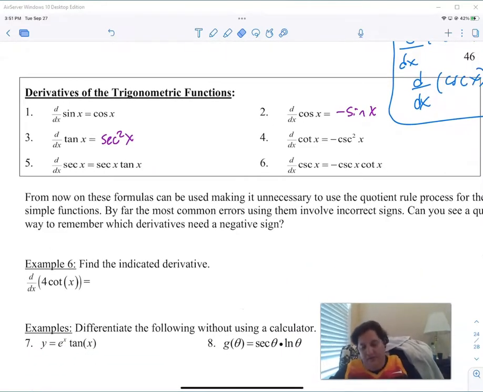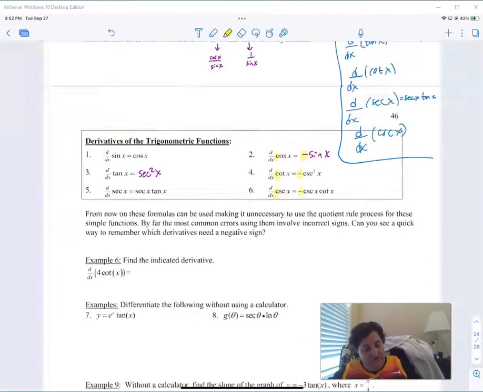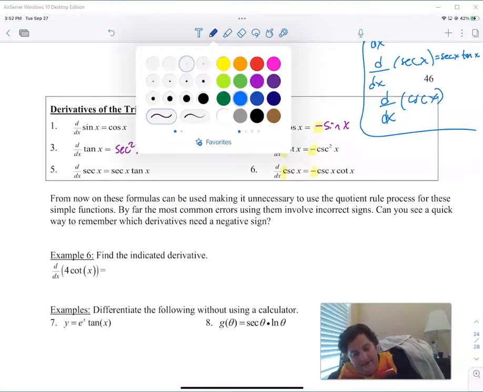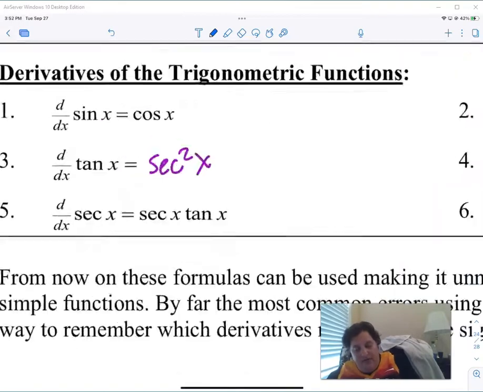Kind of says it in here, but like these three all have negatives. These are all positive. So how can I remember which ones have negatives? Well, any derivative I take that starts with a co or a letter C, cosine, cotan, cosecant. Starts with a C, the derivative is negative. Okay? So it says, can you see a quick way to remember? If it starts with a C, the derivative is negative.